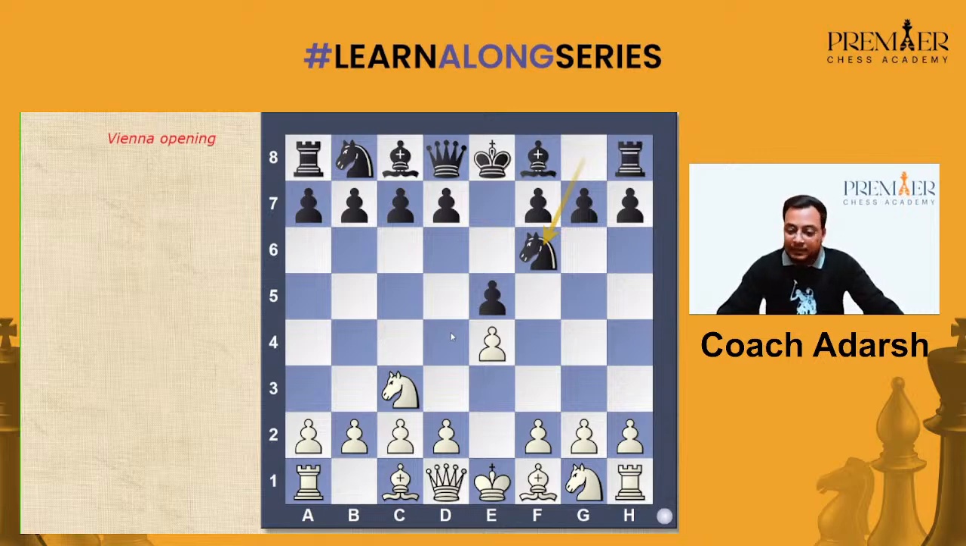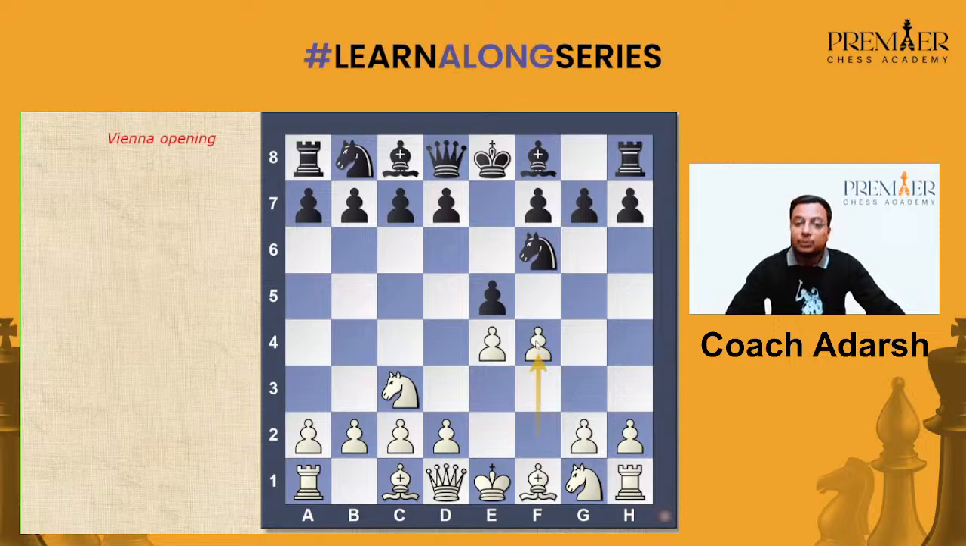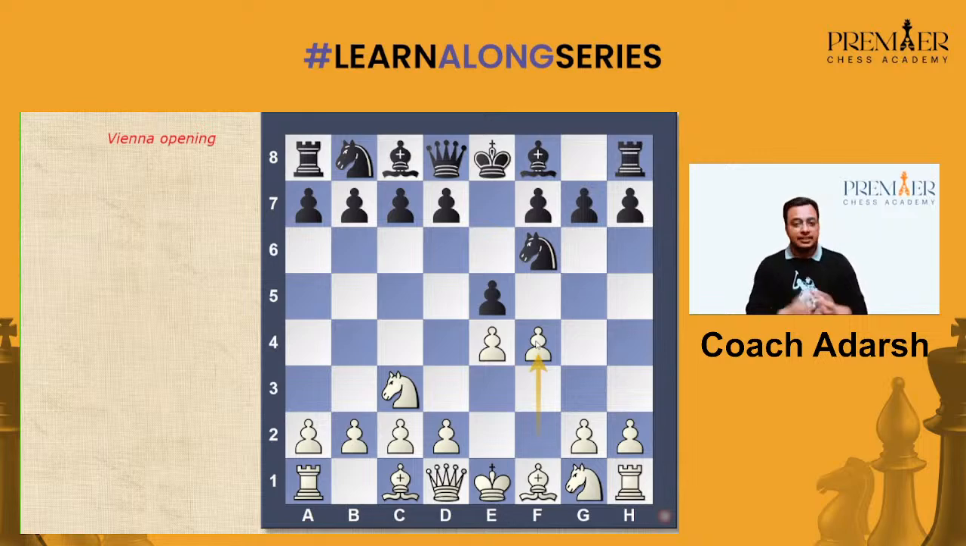Okay, let's just go with the idea over here. Now, the major idea of the Vienna opening is knight c3, e4, and then we will play f4. F4 is a very strong move in this position. Those who know, in most of the openings that we are going to discuss today, f4 is an important move. Why is f4 an important move?